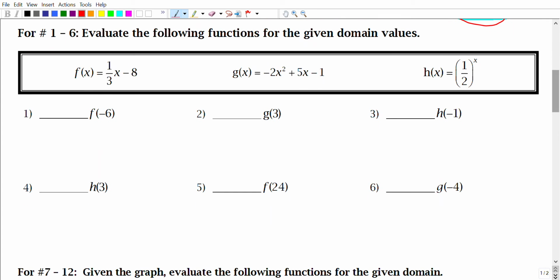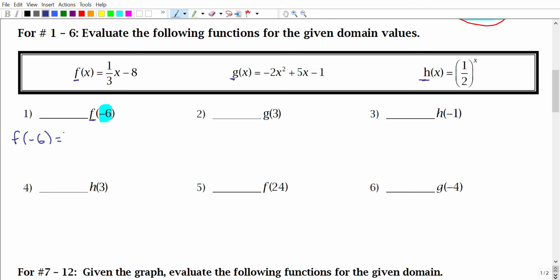So it says for number 1 through 6, evaluate the following functions for the given domain values. All right, so the first one that I see right away is f of negative 6. Well, I see an f, so where is that function? Well, it's the one all the way to the left. But instead of an x, I'm looking for this particular value, which is a negative 6. So I'm actually going to go ahead and do that here.